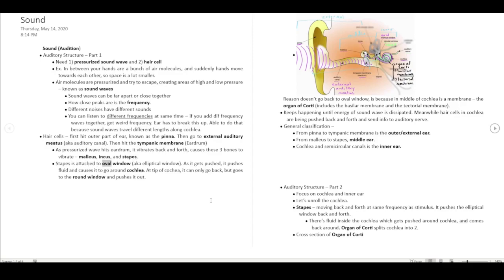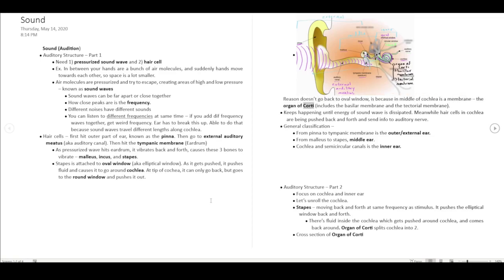The stapes is attached to the oval window, aka the elliptical window. As it gets pushed, it pushes fluid and causes it to go around the cochlea. At the tip of the cochlea, it can only go back, but it goes to the round window and pushes it out. The reason it doesn't go back to the oval window is because in the middle of the cochlea is a membrane.